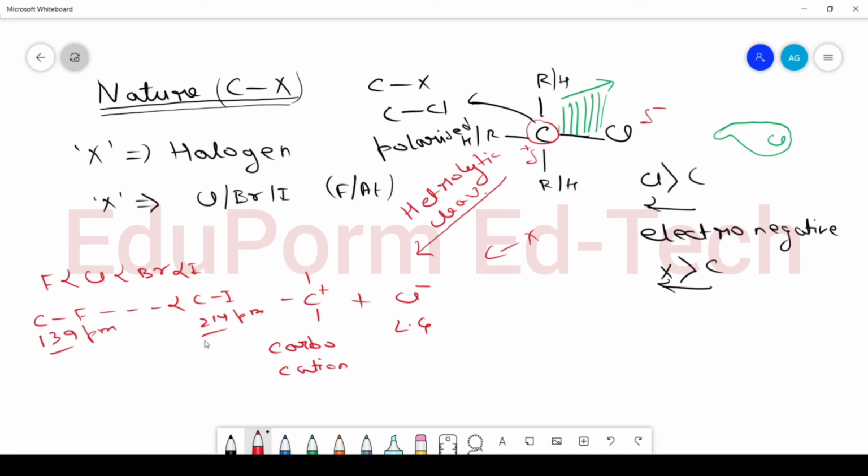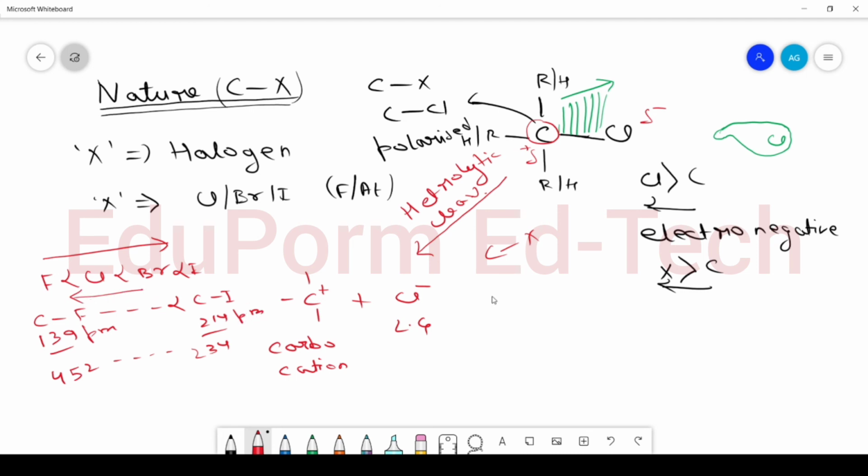If we talk about the bond enthalpies, then the bond enthalpy of the C-F bond is 452 kilojoule per mole, whereas as we move from the C-F bond to the C-I bond, the bond enthalpy decreases to 234 kilojoule per mole. So the bond length increases as we move down the group from fluorine to iodine, whereas the bond enthalpy increases when we move upward from iodine to fluorine.